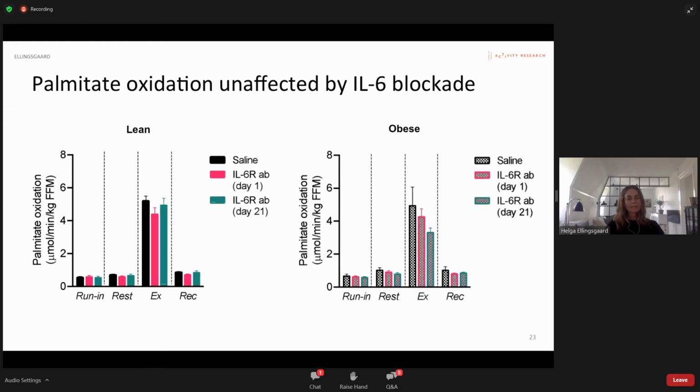So palmitate taken up from the circulation is either oxidized or re-esterified. And here you see the palmitate oxidation rate derived from isotope enrichment in the expired breath. The oxidation rates increase with exercise without any significant difference between the lean and obese group. And overall, there was no effect of IL-6 receptor blockade on palmitate oxidation. Likewise, whole body fatty acid oxidation determined by indirect calorimetry was unchanged with IL-6 receptor blockade.